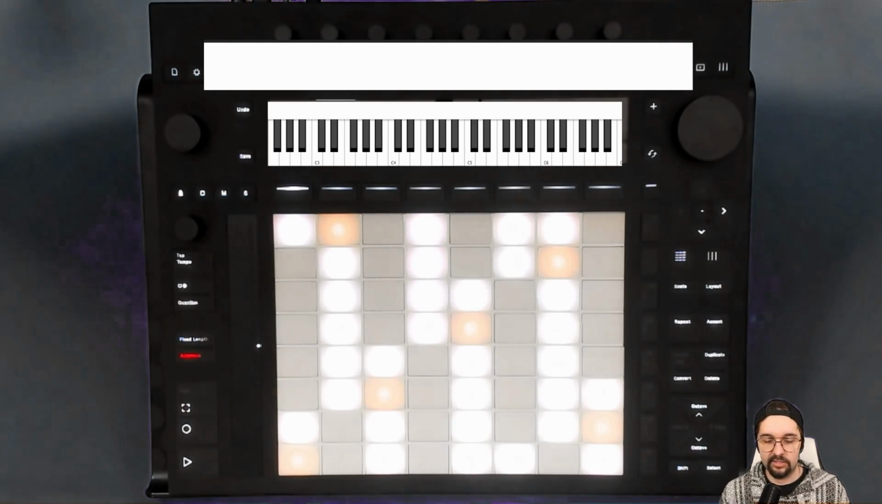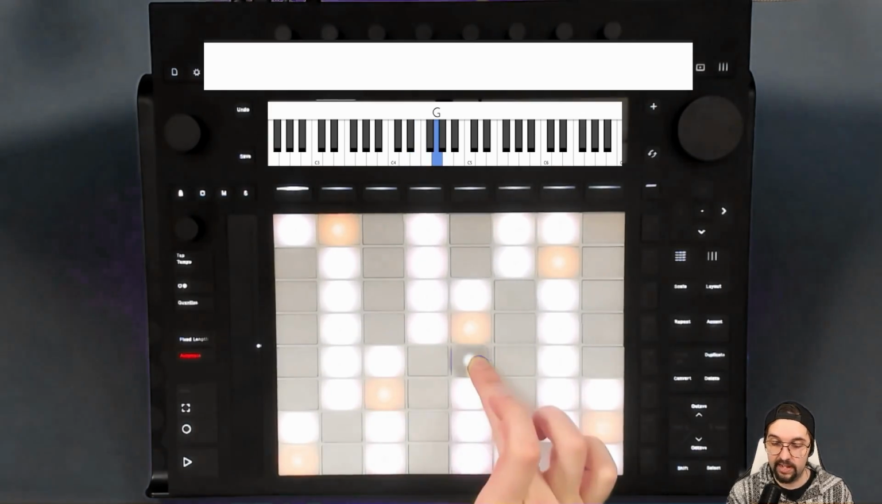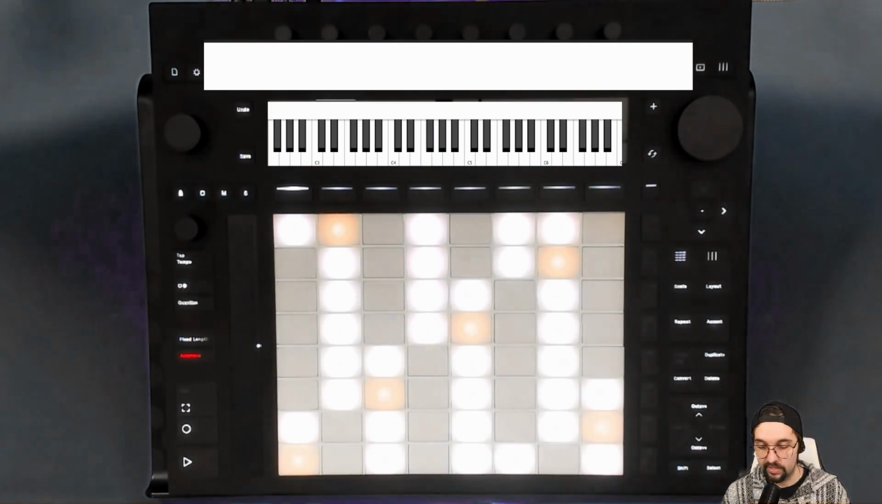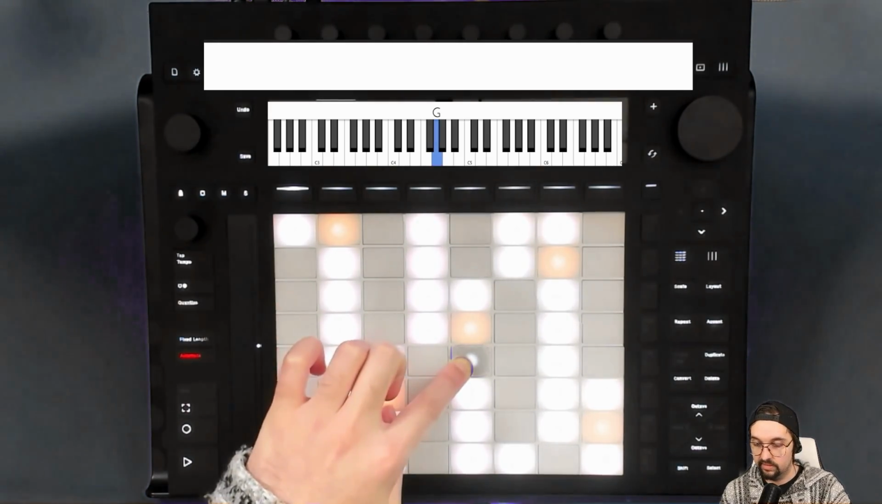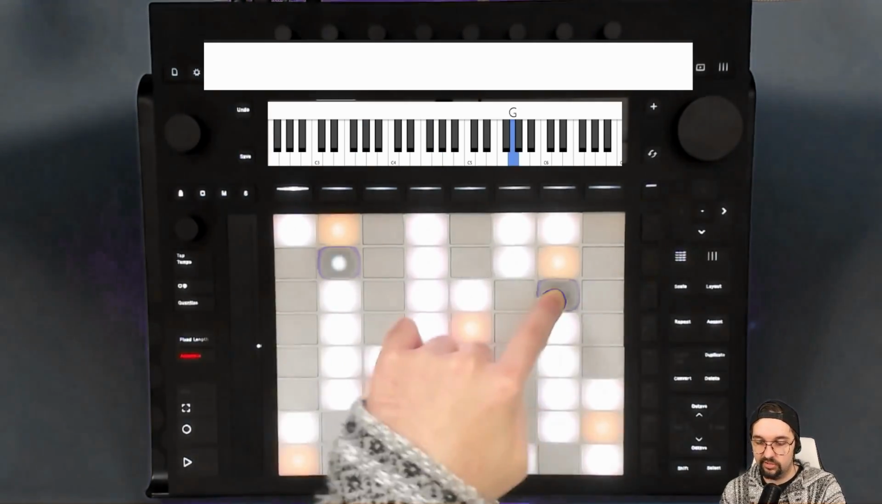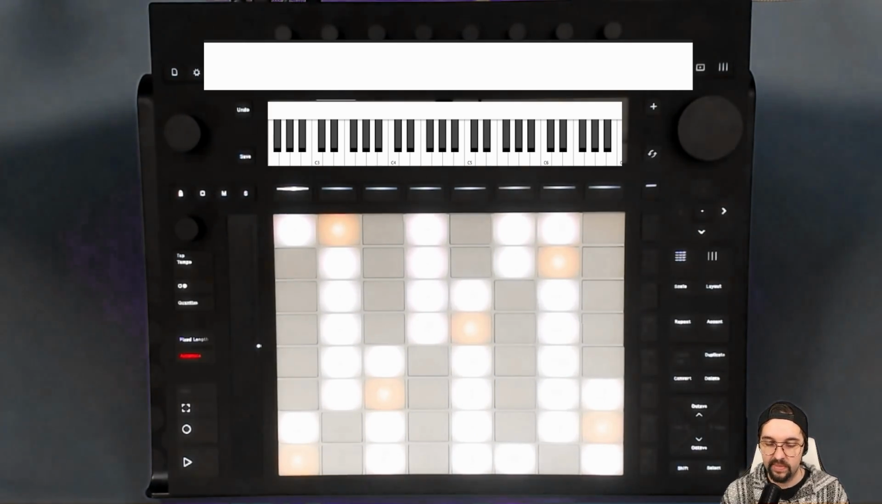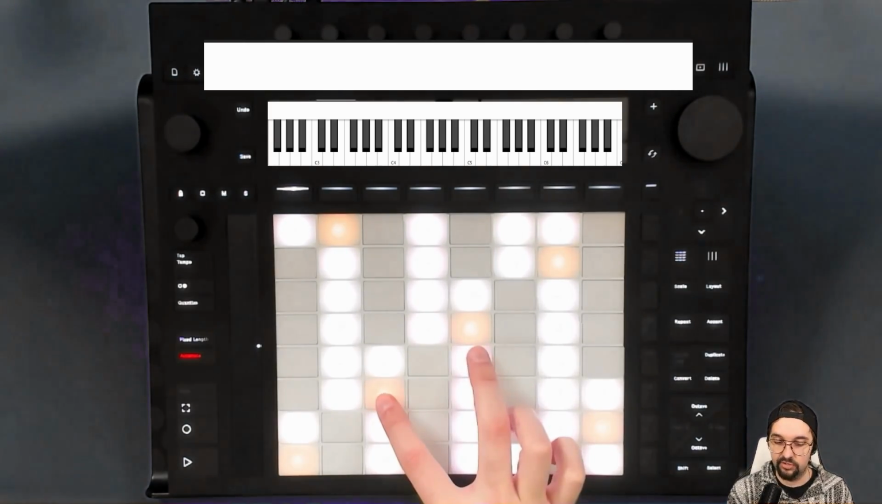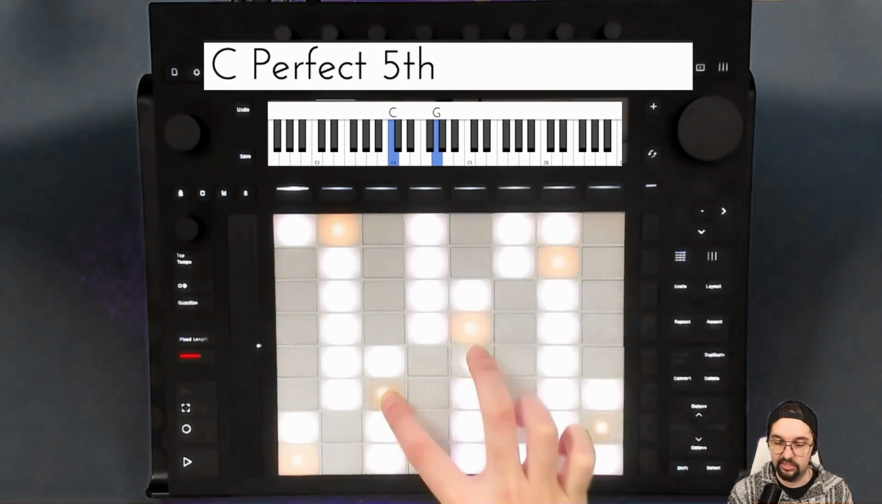Well, if we think of, let's say, G, for example, it can take a while to count up C, D, E, F, G to find G. And this is where the advantage of the visual nature of Push comes in, is that we can just see that G is directly below C. So wherever we see C, we know that these are all G notes directly below that root. And you can also memorize this shape, which is very important. That relationship is C to G.